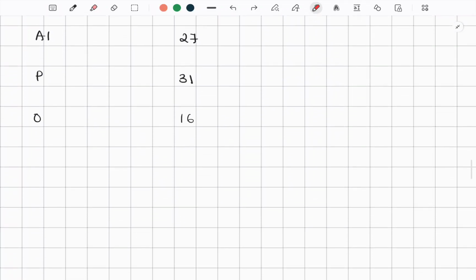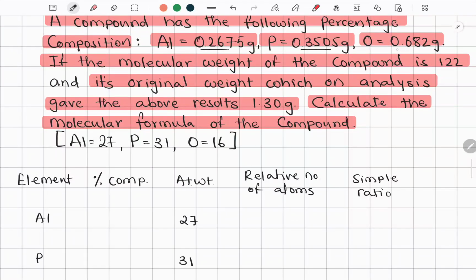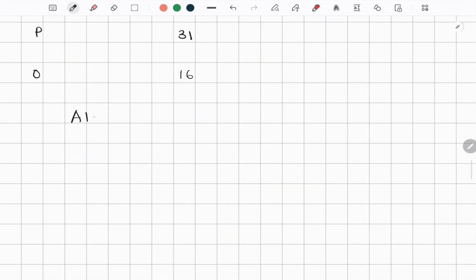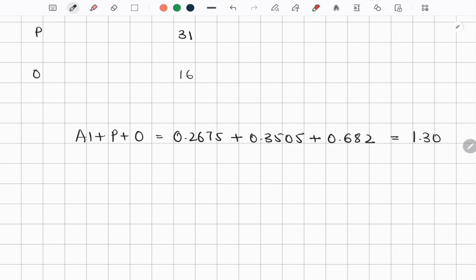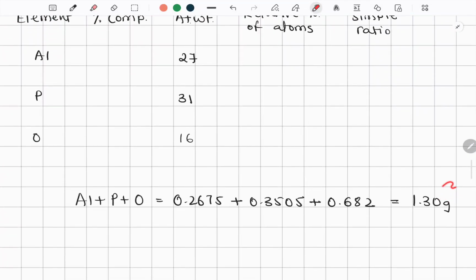It's very simple. What do we have to do? We first add all the weights in grams and get the total. If I add aluminium's weight, phosphorus's weight and oxygen's weight, 0.2675 plus 0.3505 plus 0.682, I get the total equal to 1.30 gram. This is also given in the question: the original weight which on analysis gave the above result is 1.30 gram.